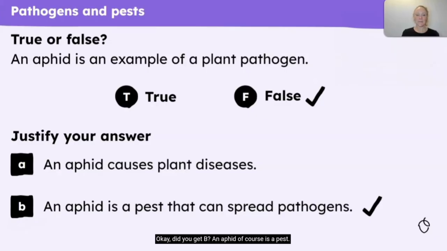Okay, did you get B? An aphid, of course, is a pest that can spread pathogens. It isn't a pathogen itself. Pathogens are viruses, bacteria, and fungi.